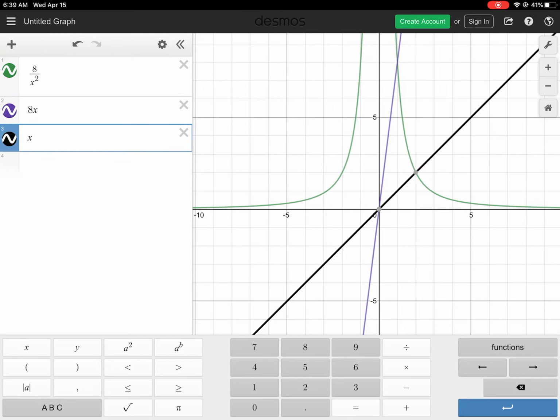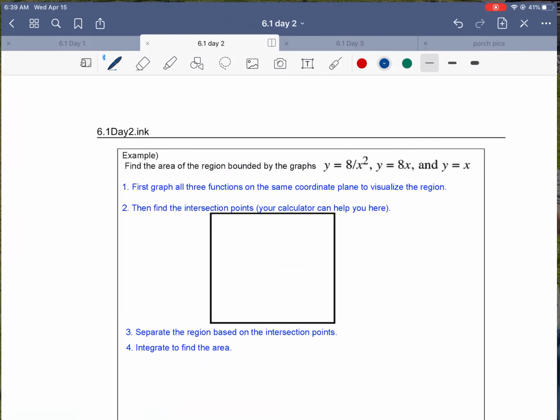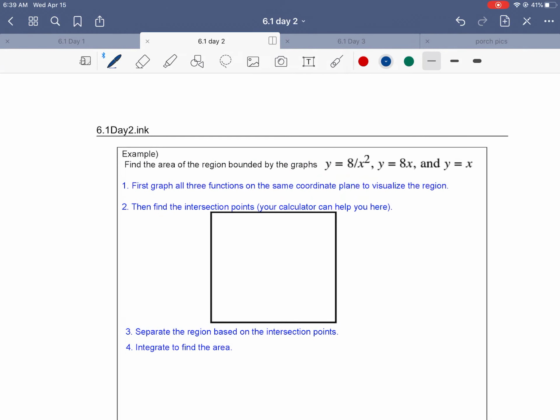Okay. Color coding is so great about Desmos, right? We can clearly see we have three different functions there: the purple, the black, and the green. I'm just making sure that there's no interval given, so it is the region bounded by the graphs. That's important.